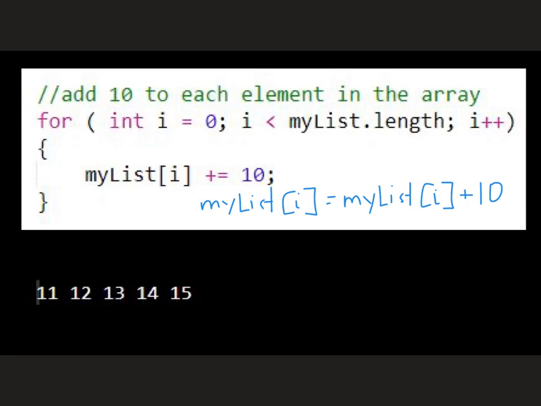So the code then would print out 11, 12, 13, 14, and 15, since we started with 1, 2, 3, 4, 5. And notice that 10 has been added to each number.